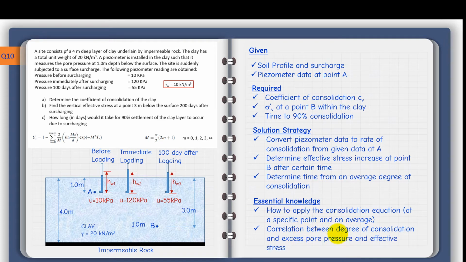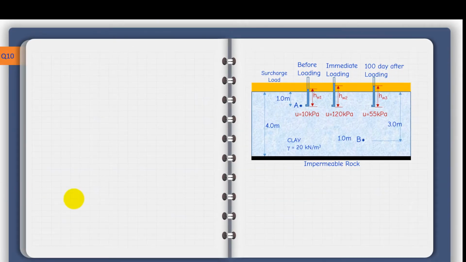And we need to know also the correlation between the degree of consolidation and the excess pore pressure and the effective stress increase. You will hear me talking a lot here about the excess pore pressure. So let me define it here before we move any further. The excess pore pressure is what the pore water pressure will acquire in excess of the existing, most probably, hydrostatic pressure. Basically, this excess or increase in the pore water pressure is due to external loading. So let us see how we tackle this interesting problem.